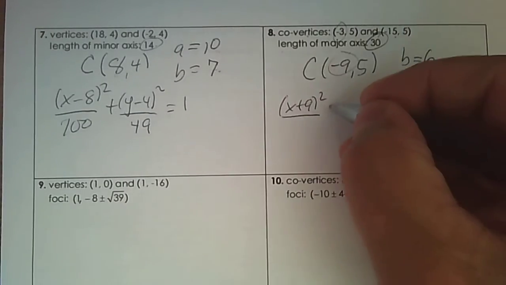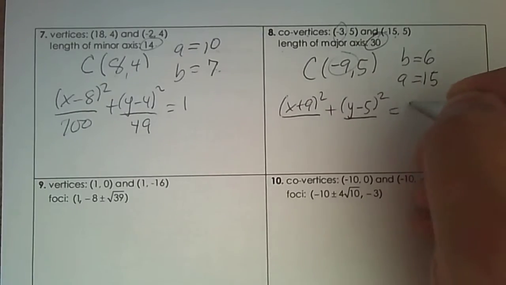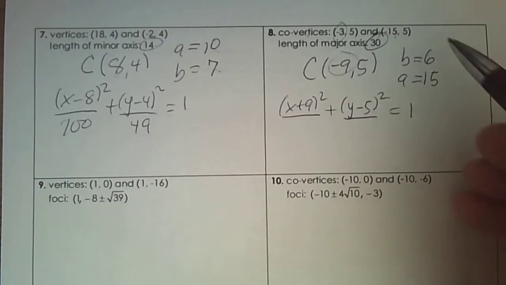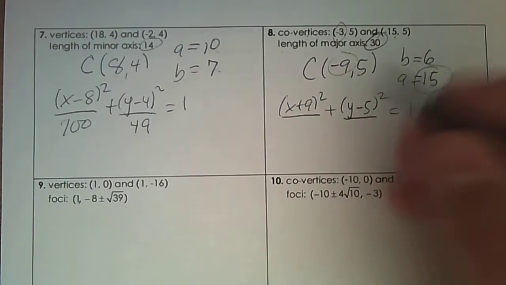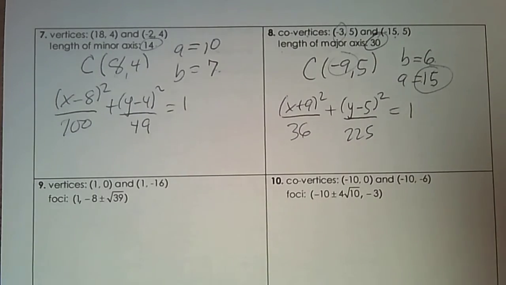So that's (x + 9)². That's (y - 5)². And then the denominator. Now know again that this is a vertical. So the minor, the x is changed. So the 15 squared goes underneath the y, and the 6 squared goes underneath the x.